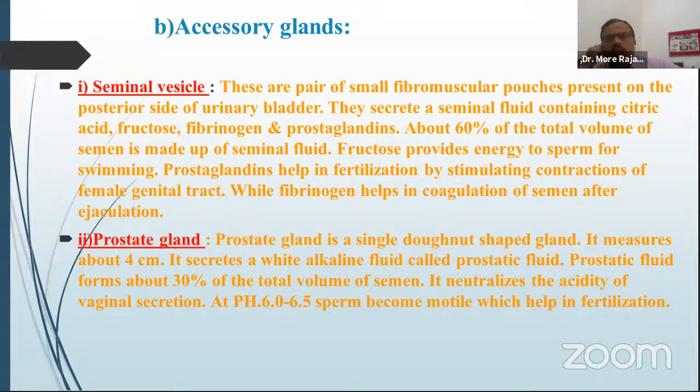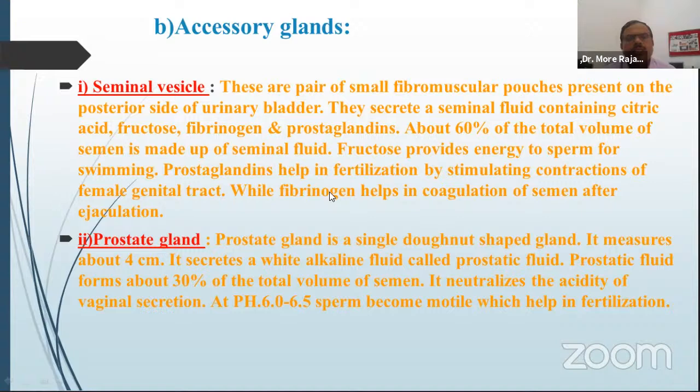Fructose, which is a sugar, provides energy to the sperm for swimming. Prostaglandin helps in fertilization by stimulating contractions of the female genital tract, while fibrinogen helps in the coagulation of the semen after ejaculation. So this is the role of the fructose, prostaglandin, and fibrinogen produced by the seminal vesicle.